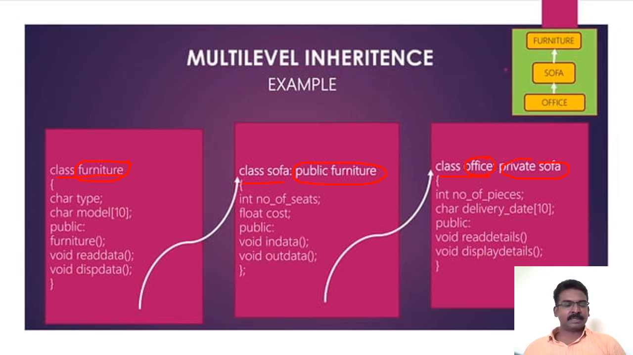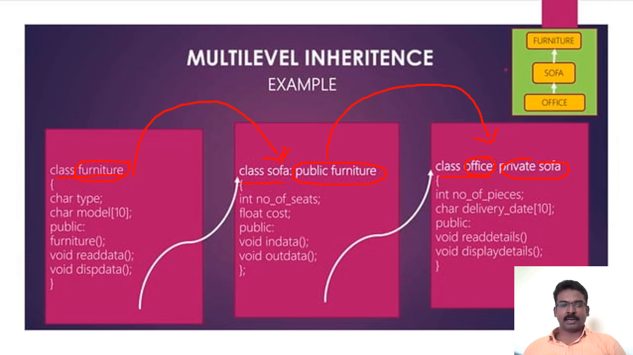Since the sofa inherits the properties of furniture, all the properties can be inherited by the sofa class. Now the sofa class properties will be inherited by the office class. Since the office class is the derived class of sofa, which again is a derived class, it can access both the members of the sofa class and the furniture class.